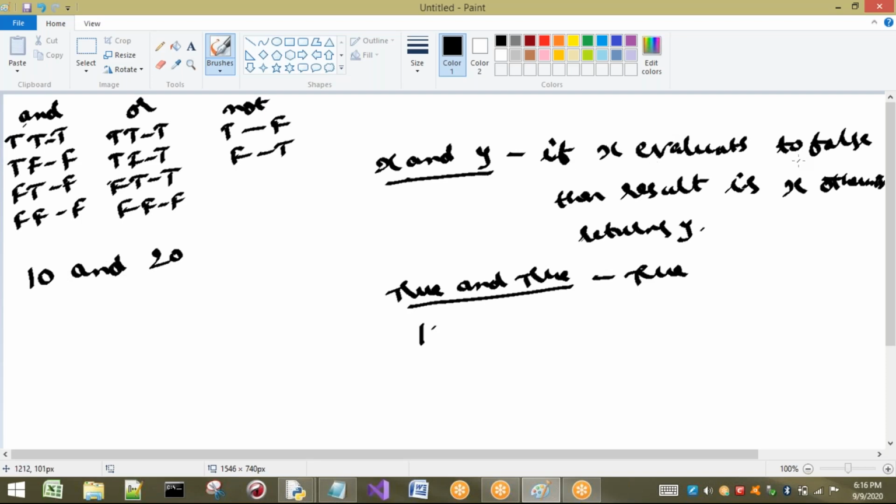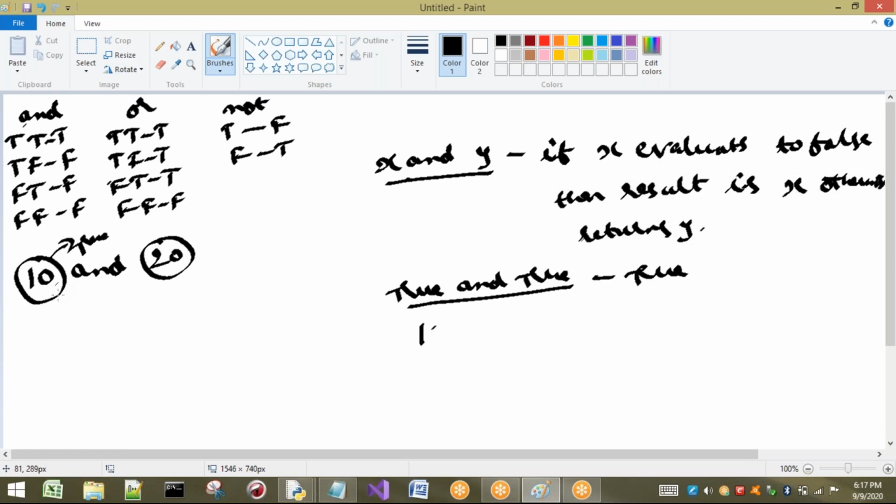Now see this statement: if x evaluates to false, is it false or true? Already we have seen that for a non-zero value we get true. So is it a non-zero value or not? Yes, it is non-zero, so here it will be true. Next, I will not look at this one, because I have one statement that if x evaluates to false, then the result is x.